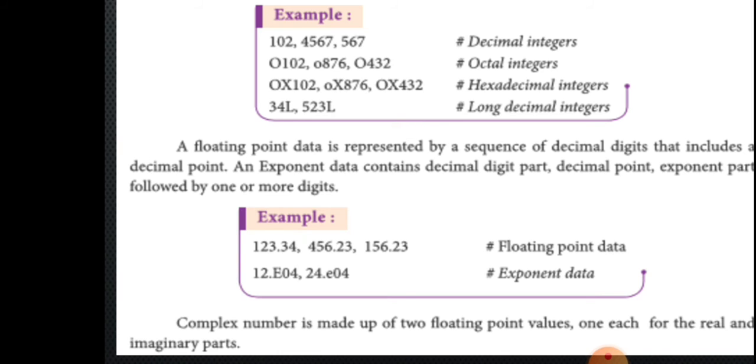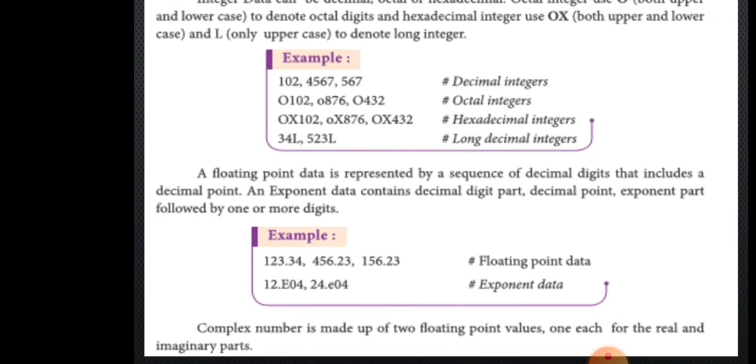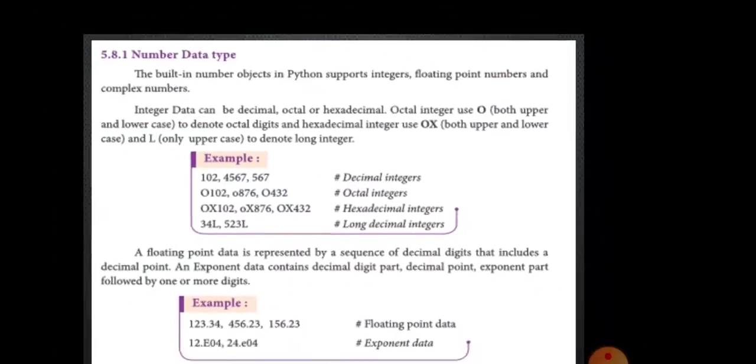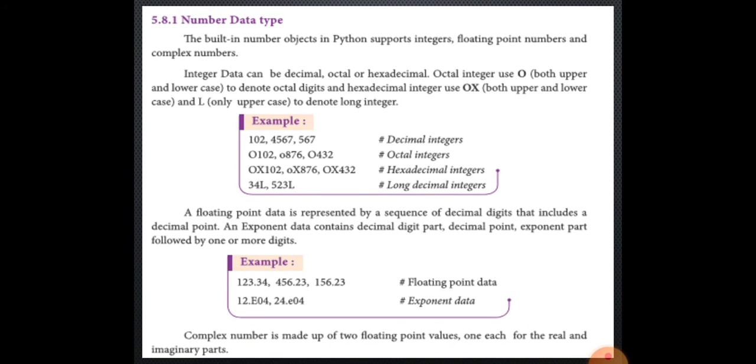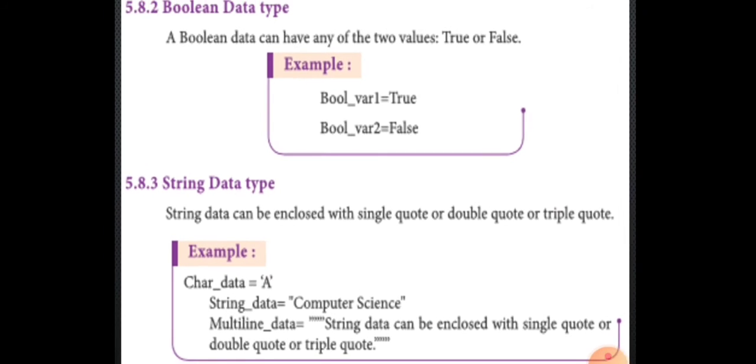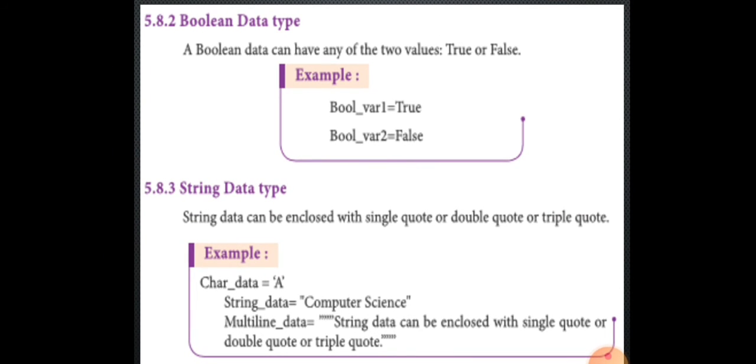Complex number, we already discussed. A complex number is made up of two floating point values, one each for the real and imaginary parts. A complex number has two parts: one is the real part, another is the imaginary part. For example, if we represent 3 plus 4i, then 3 is the real part and 4 is the imaginary part. Okay, is it clear? So the complex number system has two parts, real and imaginary.